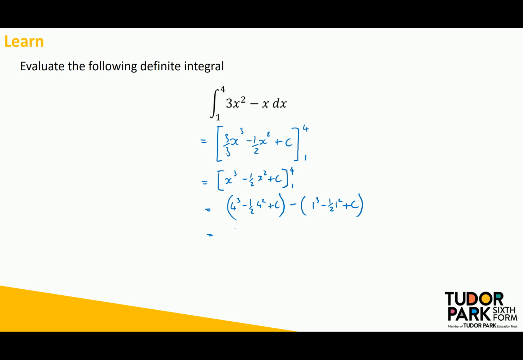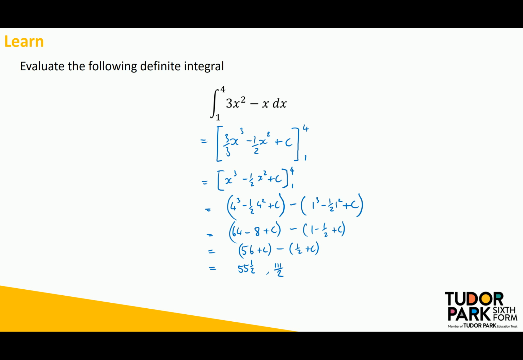This gives me 64 minus 8 plus the constant, minus 1 minus a half plus the constant, which is going to be 56 plus the constant minus a half plus the constant, which hopefully we should notice by this point that the constant is going to cancel out, and I'm going to get left with 55 and a half, or to write that in a different way, 111 over 2.